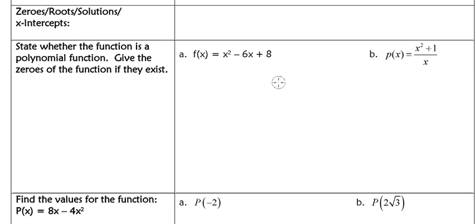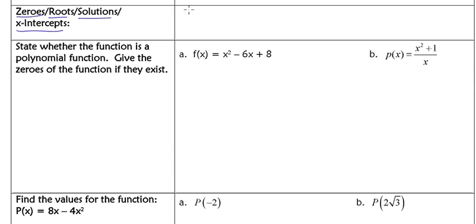All right, next portion of the notes here. We've got a few different terms that really mean all the same thing. So zeros, roots, solutions, and x-intercepts. These are going to be where your polynomial equation is going to be equal to 0.